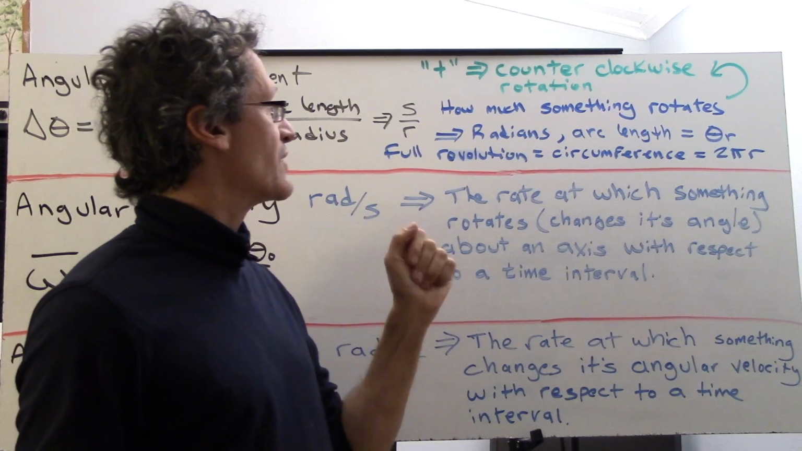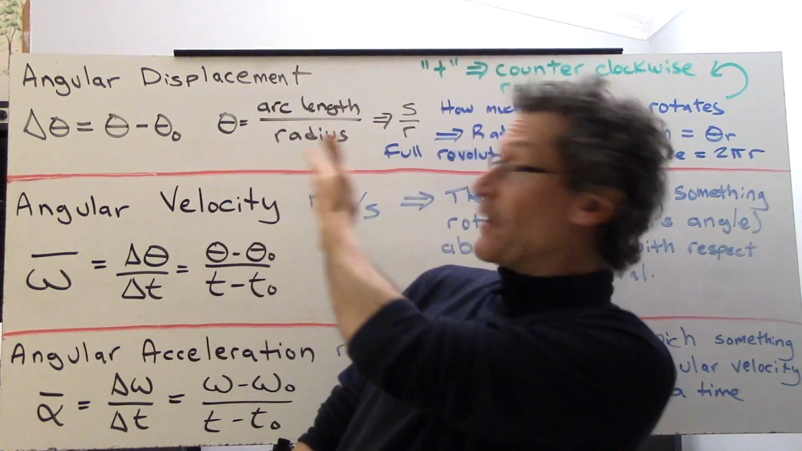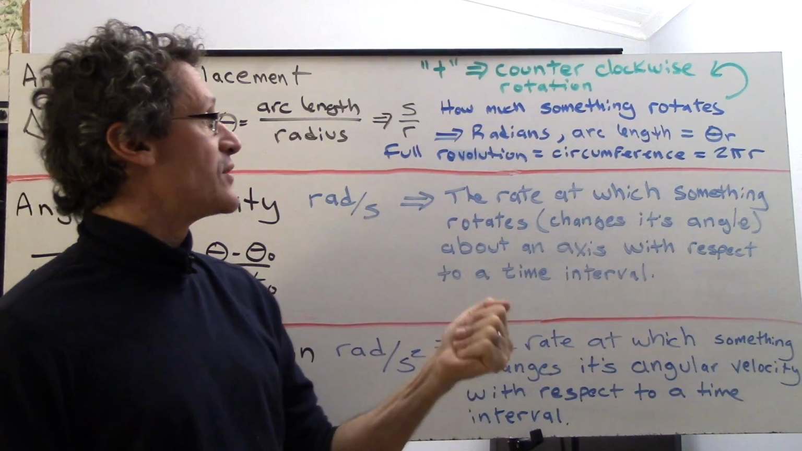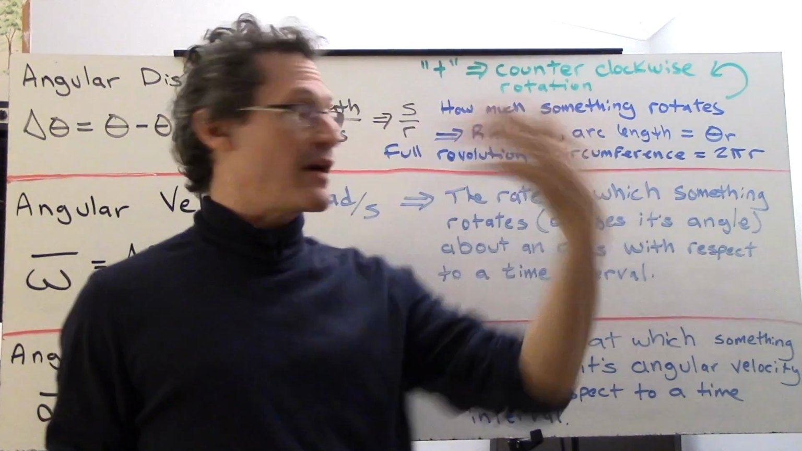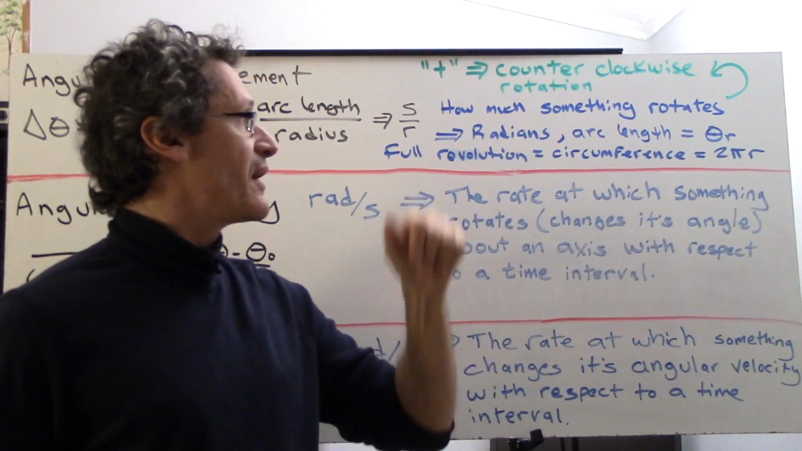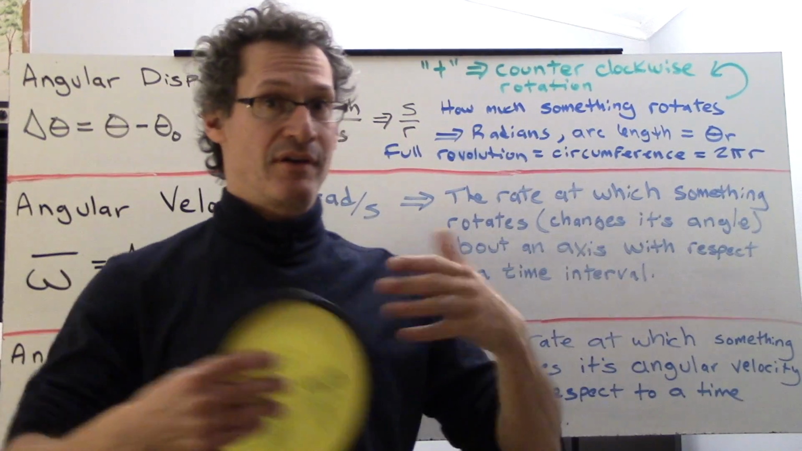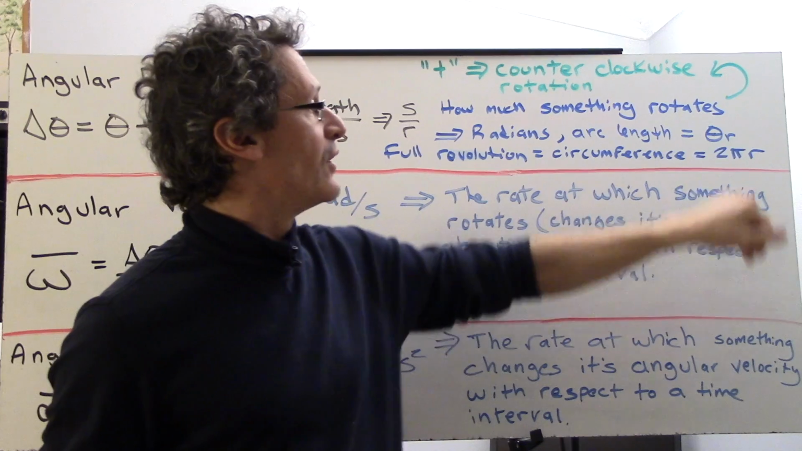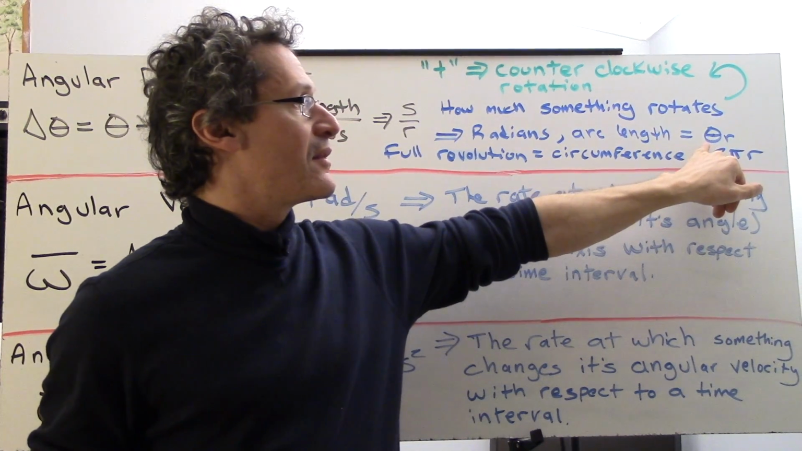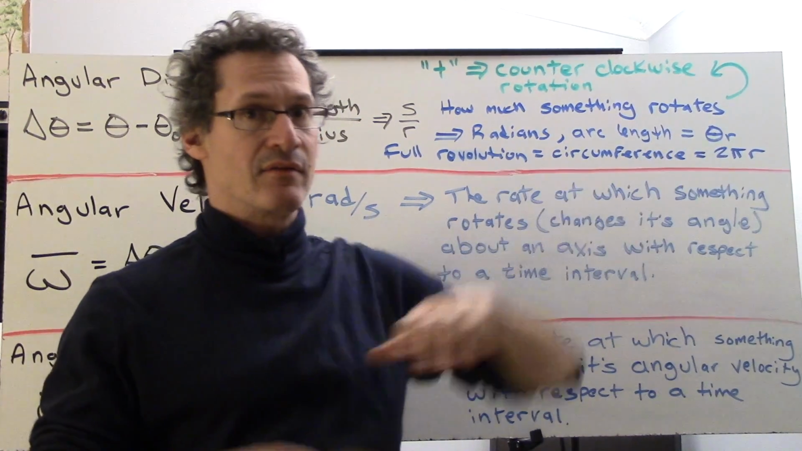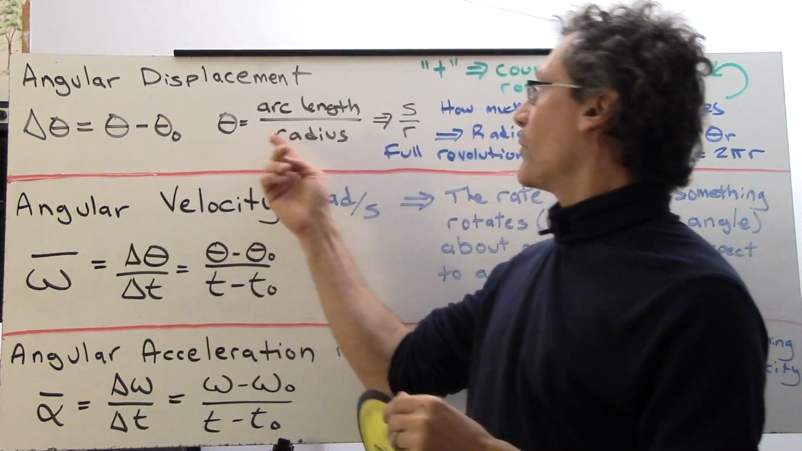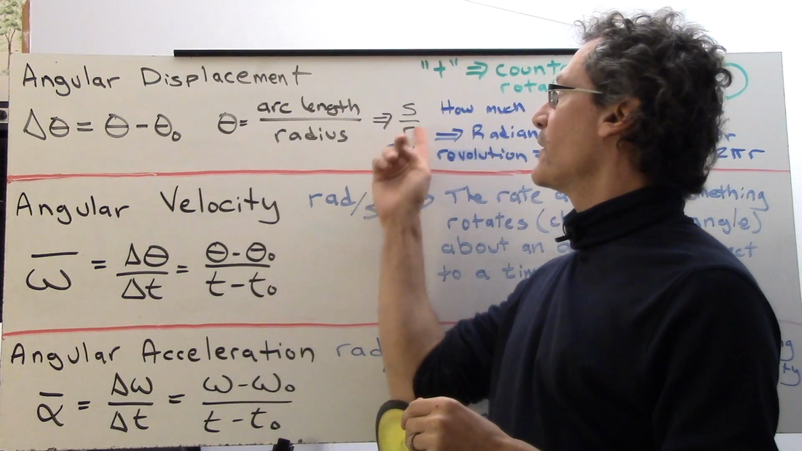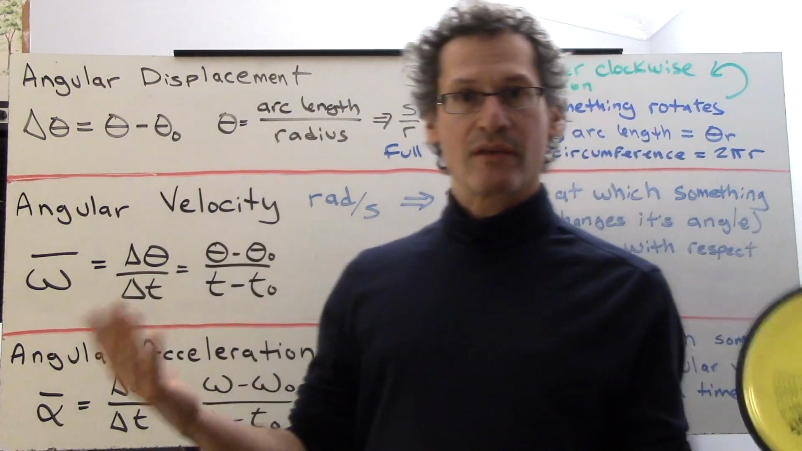Positive is counterclockwise. So this angular displacement stuff is just how much something rotates, and if something rotates a full revolution, we call that the circumference, 2 pi times r. If it is any other rotation, maybe part of that circle, then it's determined by the angle theta, and the arc length, if you will, is theta times r. All we're doing here is solving for s. S is theta times r. That gives you your arc length.